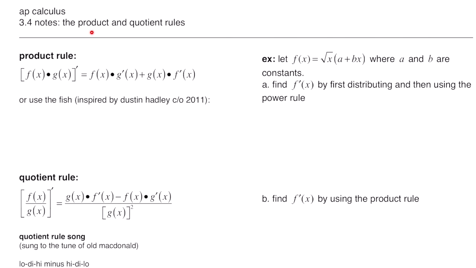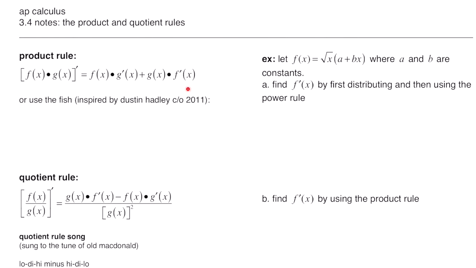In this lesson, we're going to look at derivatives using the product and quotient rules. First, we have the product rule. If you have a product of functions, in order to take their derivative, you do the first function times the derivative of the second, plus the second function times the derivative of the first. So again, you can totally use this formula.